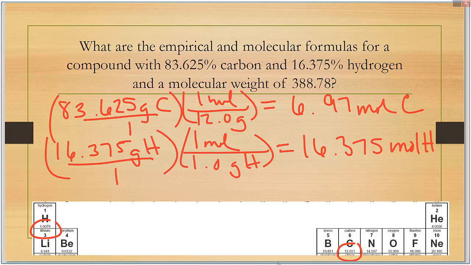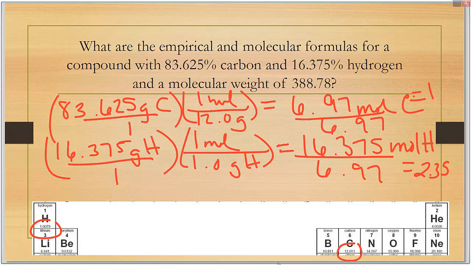So I divide both sides by 6.97. Carbon then equals 1. Hydrogen equals 2.35, which is really close to 2.33. So I'm going to multiply both of them by 3. So that means my empirical formula is C3H7.